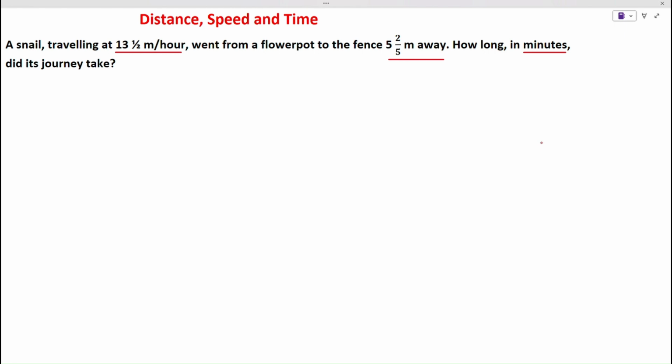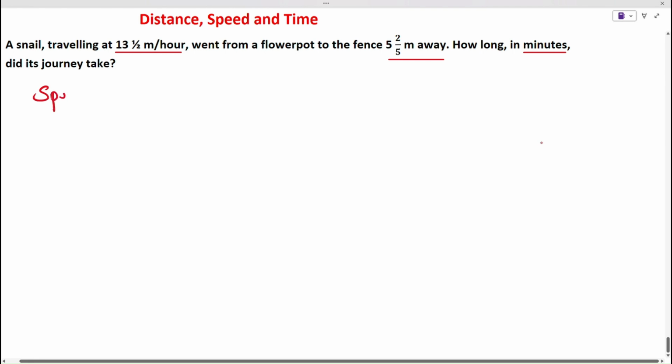So here we are given two different pieces of information, and we're also given what format our answer should be in. We're given the snail's speed, which is 13 1/2 meters per hour, and we're given the distance, which is 5 2/5 meters. Now what they're asking us to calculate here is the time.